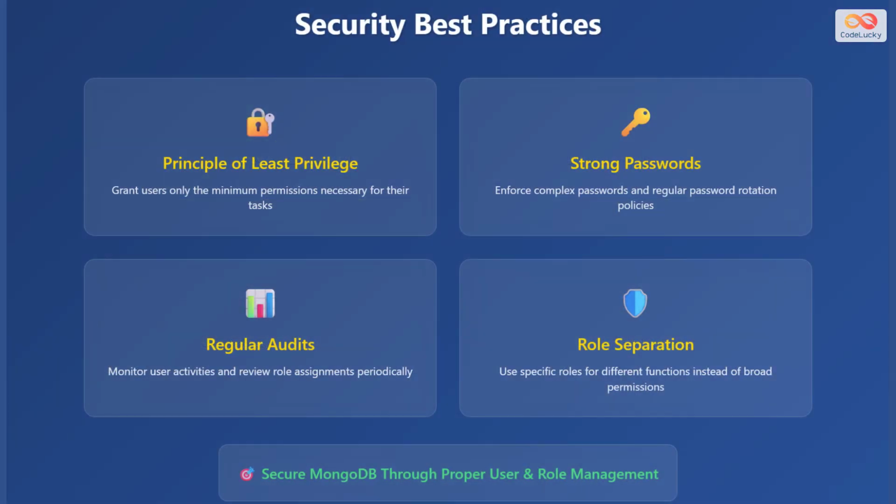To maintain a secure MongoDB environment, consider these best practices. Apply the principle of least privilege by granting users only the minimum permissions necessary for their tasks. Enforce strong passwords and regular password rotation policies. Regularly monitor user activities and review role assignments through audits. Implement role separation by using specific roles for different functions instead of broad permissions. By following these practices, you can secure MongoDB through proper user and role management.